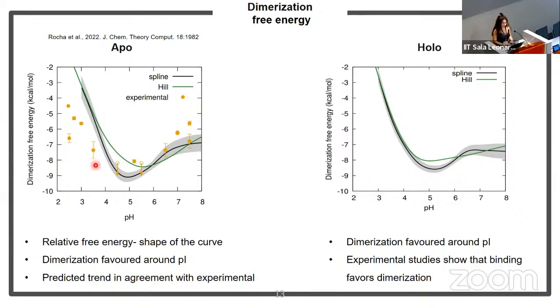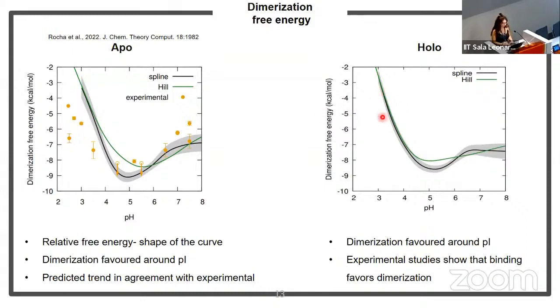Since this is a relative free energy, we only know the shape of the curve. We don't know the position. This is why we have fitted our curve. We did a vertical fitting to the experimental points. And we can see that the dimerization is favored around the isoelectric point, as was previously observed experimentally in the literature, and that our predicted trend is also in agreement with the experimental ones, mostly at higher pHs. At low pH, the prediction is not that good.